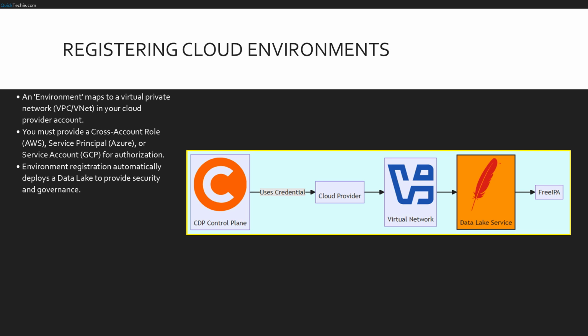Visualize the connection. The CDP control plane uses the credential you provide to reach into your cloud provider. Inside a specific virtual network, it provisions the data lake service. This data lake includes FreeIPA for identity management, establishing the foundation for all future workloads in that environment.